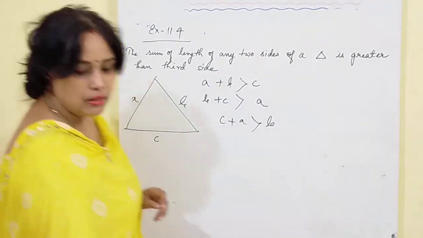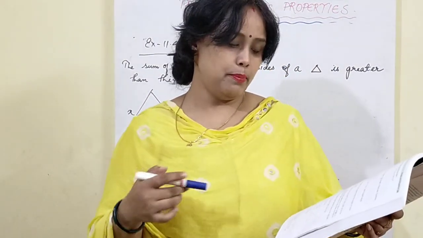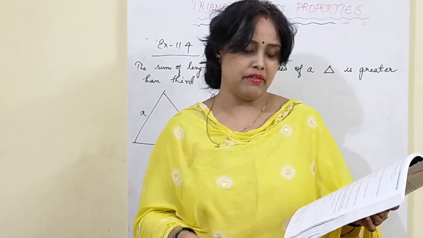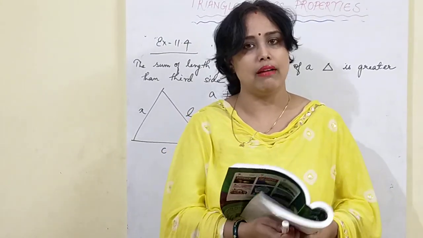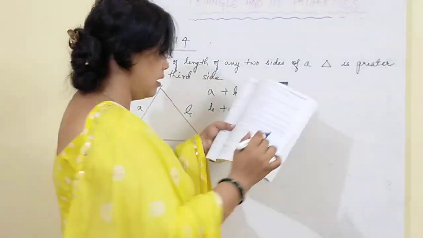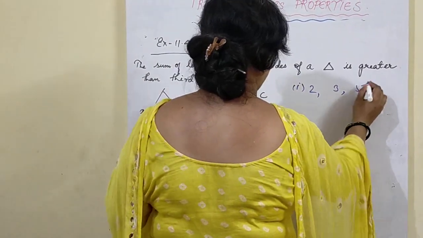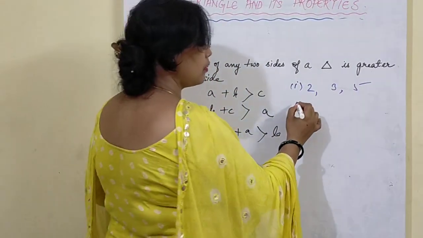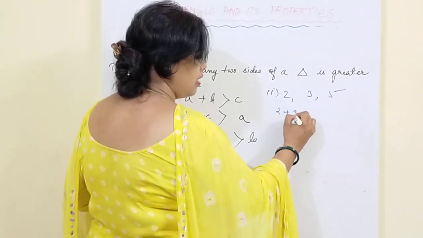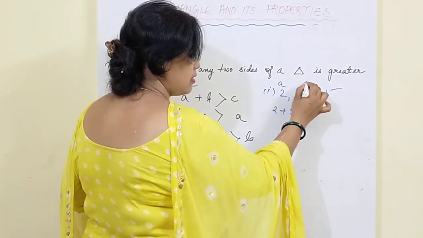So question number 1 goes as: is it possible to have a triangle with the following sides, 2 cm, 3 cm, 5 cm? How to solve, I have explained in the assignment, just to give a brief understanding. So the first question is 2, 3, 5. Suppose 2 plus 3 is 5. 2 plus 3 is equal to 5, and suppose this is A, this is B and this is C.